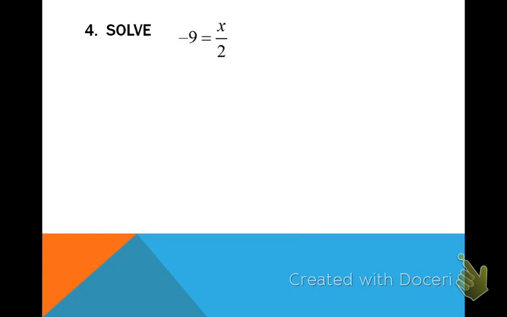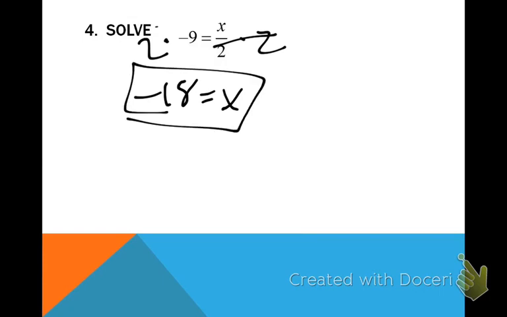Travis, what do you think? What'd you come up with? I came up with x equals negative 18. I like it. Good. And how'd you do it? I multiplied it by 2. Good. Those 2's are going to divide out to 1, which is why they're inverses. Multiplication and division, we want to make sure those multiply or divide out to 1. Addition and subtraction, we want to make sure they add or subtract out to 0. That's why they're inverses. Okay, good.